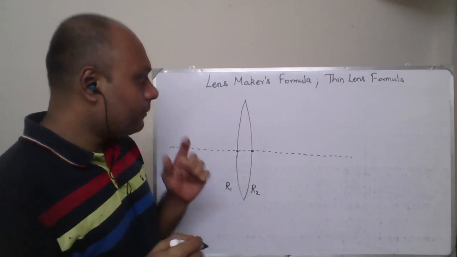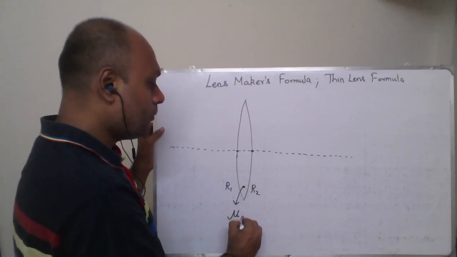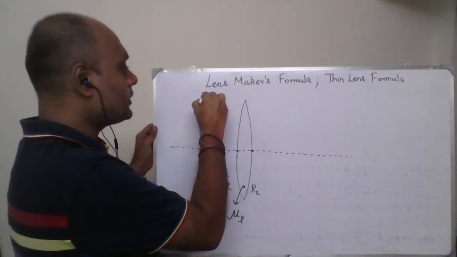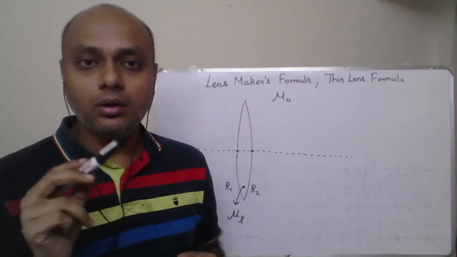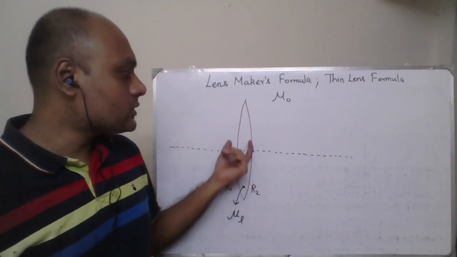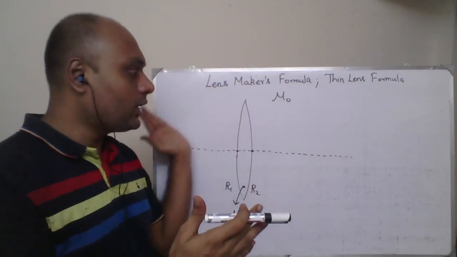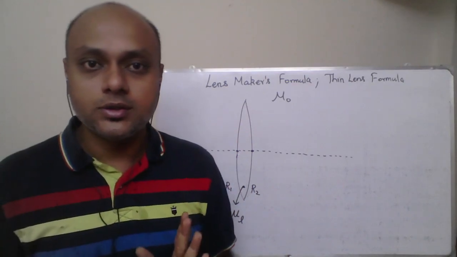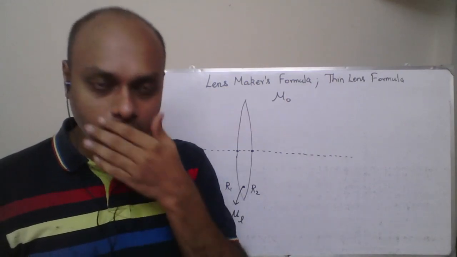Okay, and let's say lens has refractive index mu L. Mu suffix L stands for refractive index of the material of the lens, and surrounding, let's say the refractive index is mu naught. Okay, by the way, keep in mind that lens maker's formula and thin lens formula can be used only when the lens is placed in the surrounding medium on both the sides, this side and this side of that particular thin lens. The surrounding medium should be same on either sides. Okay, only then we can make use of lens maker's formula and thin lens formula.